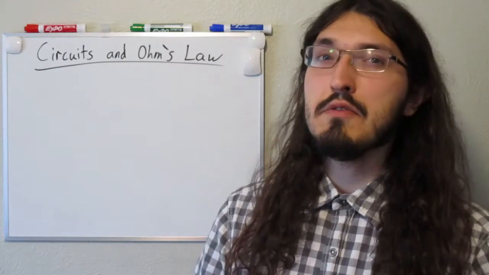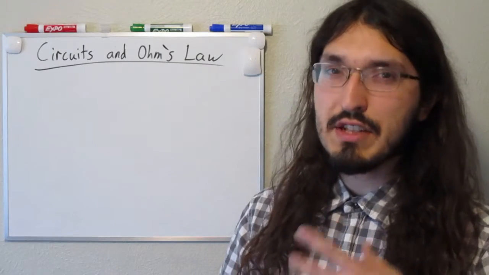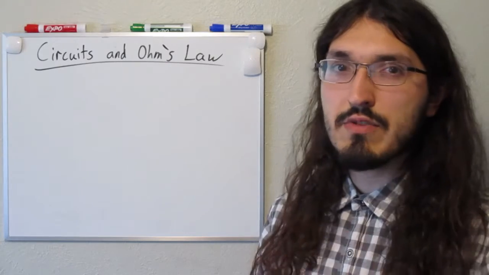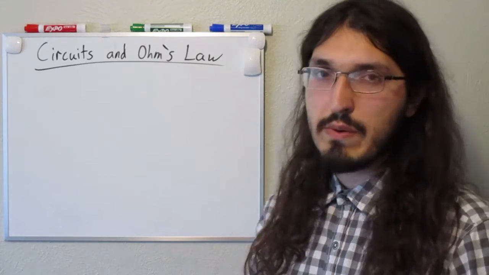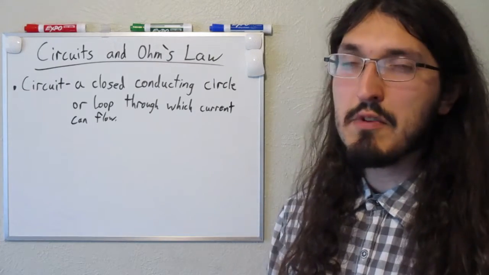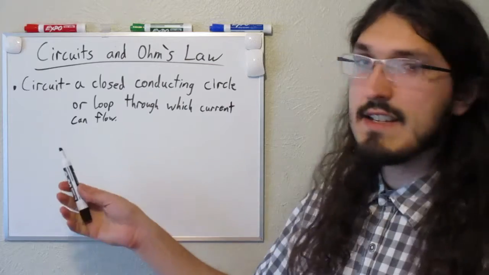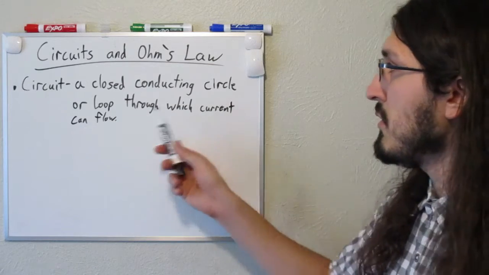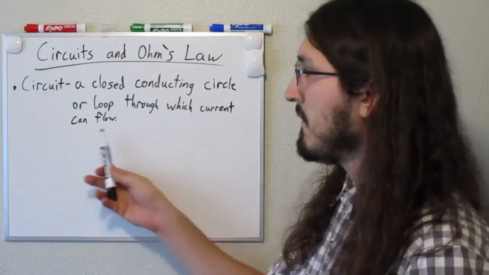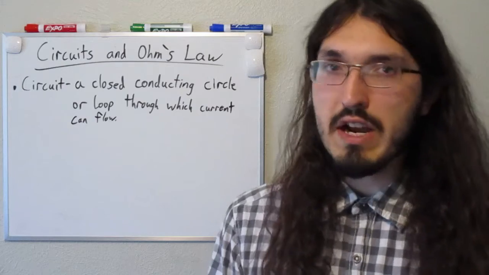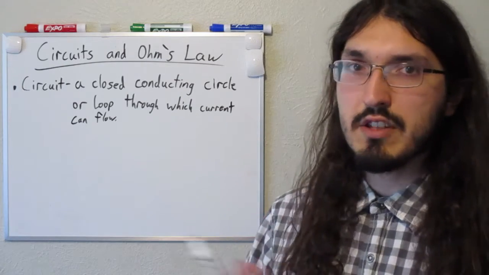Today we're going to continue learning about circuits and how electricity can travel as a current. First I want to go through some vocabulary that we use whenever we discuss circuits. First let's define what a circuit is. So a circuit is a closed conducting circle or loop through which currents can flow. Typically made out of wire, but circuits can exist through other materials as well.